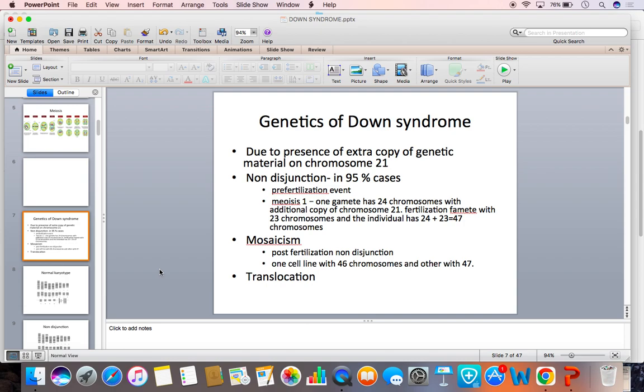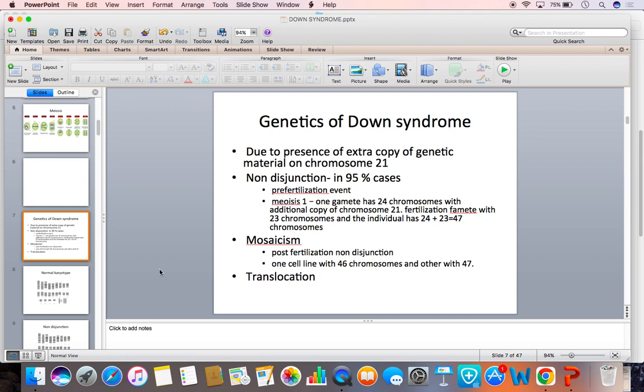Then what happens in Down syndrome? Why should Down syndrome occur? What is the abnormality related to the cell division in order to form the gametes? The presence of an extra copy of genetic material on the 21 chromosome is the reason why the Down syndrome baby is born.